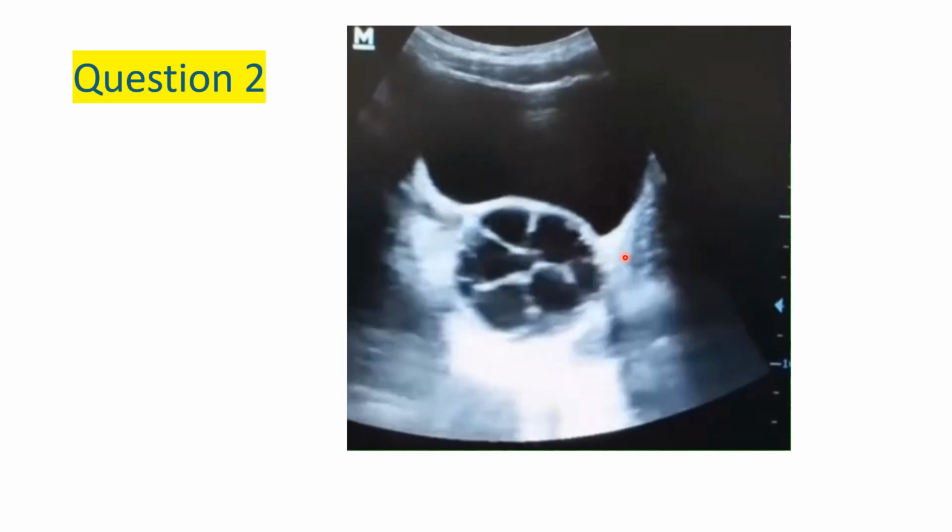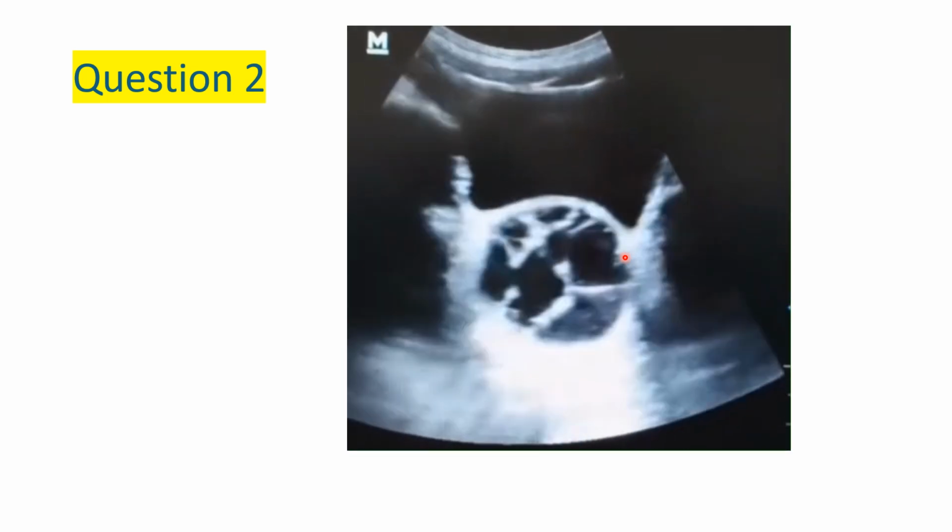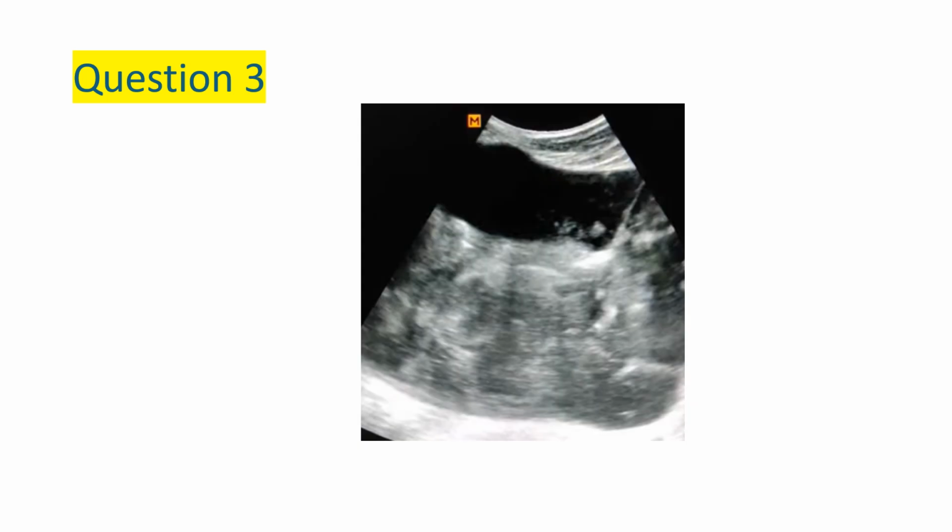So these theca lutein cysts normally exist due to a surge in beta hCG that mostly happens with molar pregnancies. So those patients with molar pregnancies are the ones who mostly develop these theca lutein cysts.